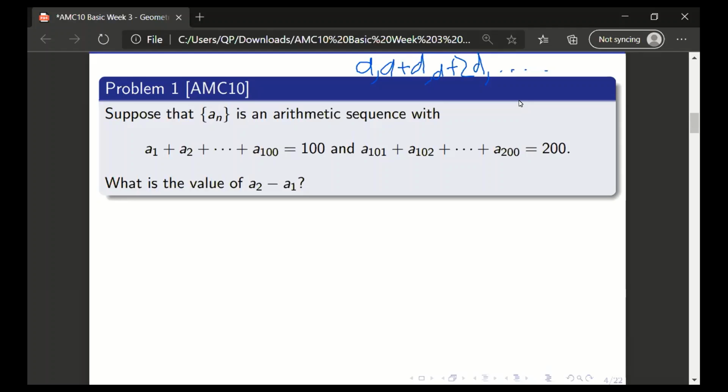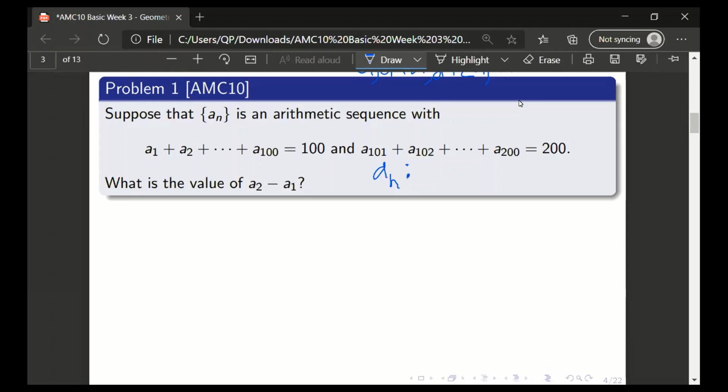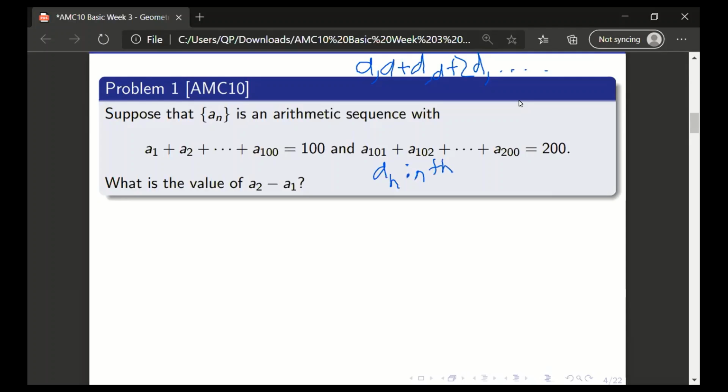These aren't logs. This is just standard notation for an arithmetic sequence. For example, a_n is the nth term of the arithmetic sequence. It's not any kind of log. We're not going over any AMC12 content yet.